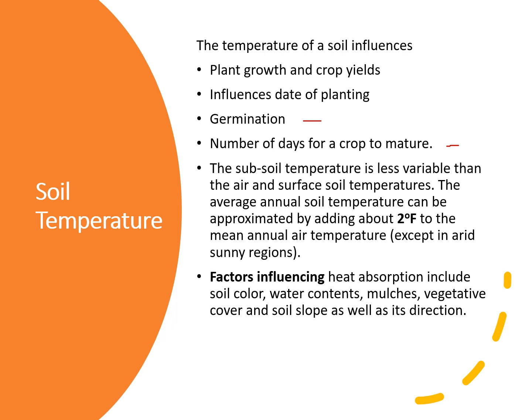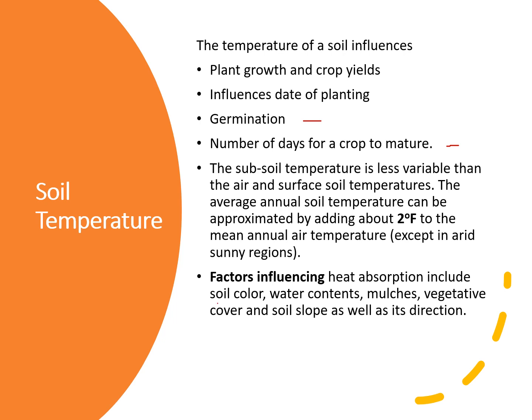Factors influencing heat absorption include soil color, water contents, mulches, vegetative cover, and soil slope, as well as its direction. Slope means the height or the angle of slope, how much that is. If it's very sloping and it's in the direction of the sun, then of course that will affect the temperature.